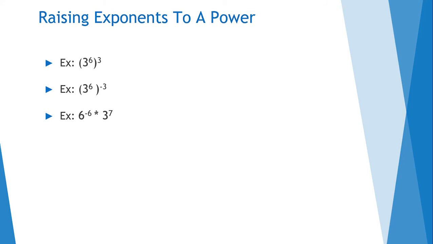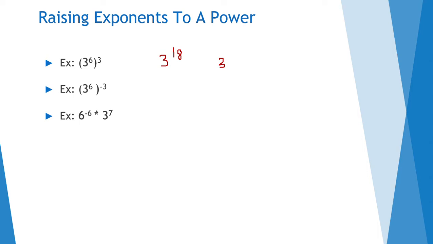Okay, now it's time to raise exponents to a power. Again, the concept is very similar to multiplying and dividing exponents, but we're just multiplying the exponents now. So for this first example, we're going to end up with 3 as our base, just like always, and we're actually going to multiply 6 and 3. So we multiply 6 and 3, we get 18, so our answer here should be 3 to the power of 18.